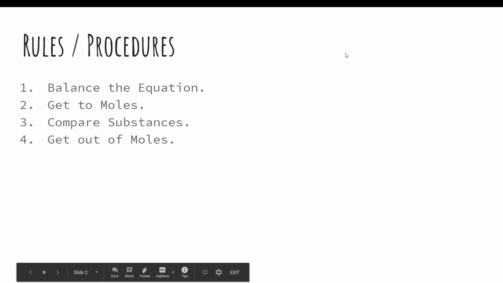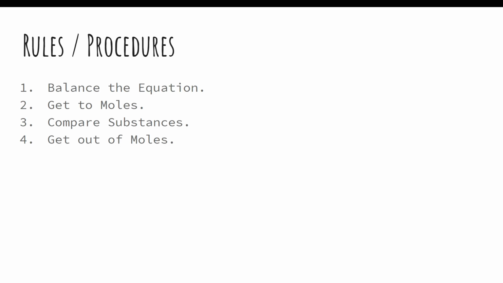Which gives us our rules/procedures. And these are kind of loose rules and more of a process of what's going on. So our first thing that we're going to want to make sure that we do every time is that we balance our equation. Okay, that's going to be important because it's going to give us our ratios of moles of different compounds so that we can accurately compare them.